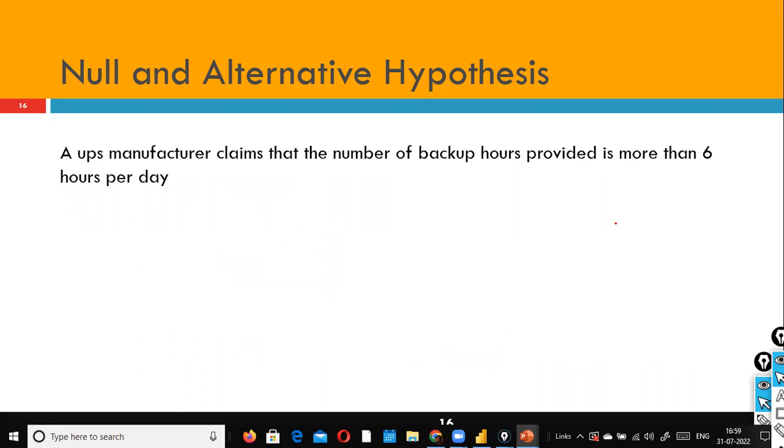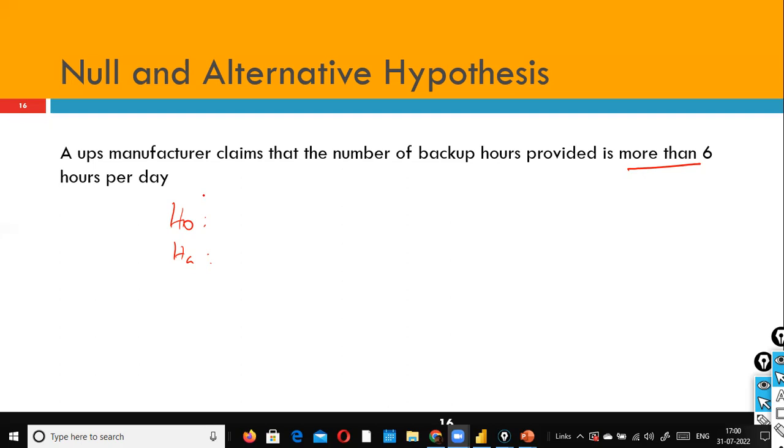Let me see how many of you can give a correct answer. Here we did not see any "at least" or "at most," and we don't see an equal sign either. Here we can see more than 6 hours per day. What the manufacturer says is more than 6, right? Mugilan has made an attempt: more than 100 gram, lesser than or equal to. A man claims that the number of backup hours per day is more than 6 hours per day.